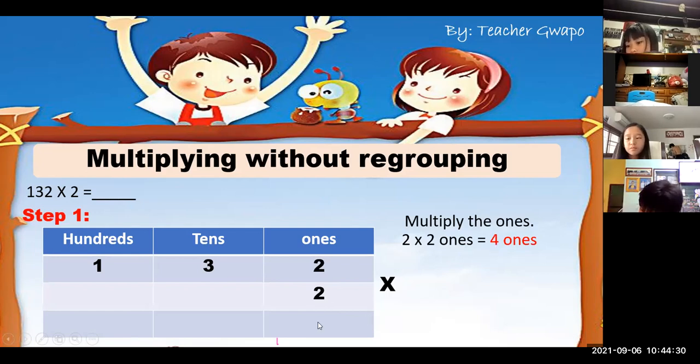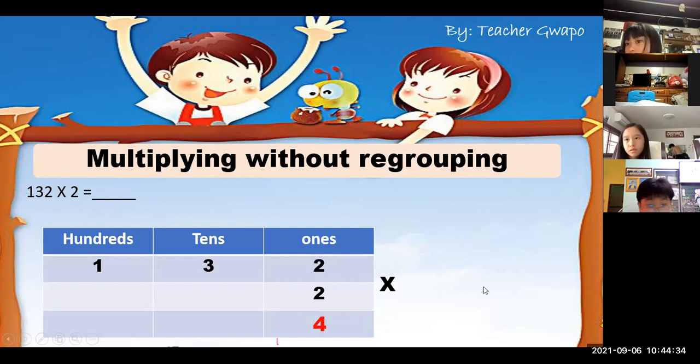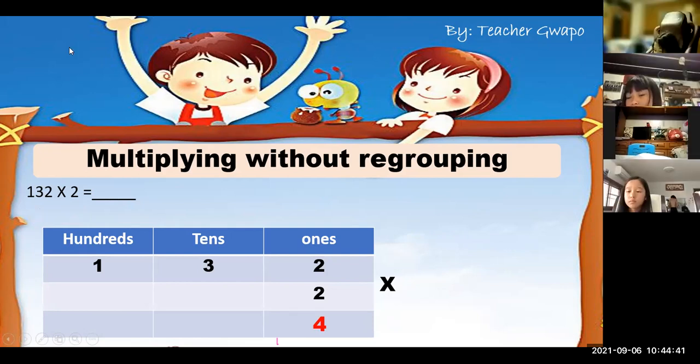So we will just write number 4 here. Now, if we are finished in ones place, we can proceed to step number 2, okay? In step number 2, we will start in tens place because ones place is finished. 2 times 2 is 4.